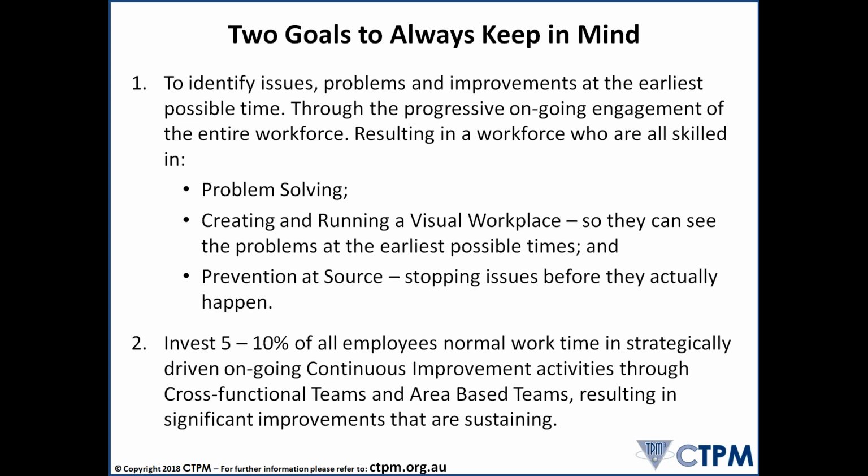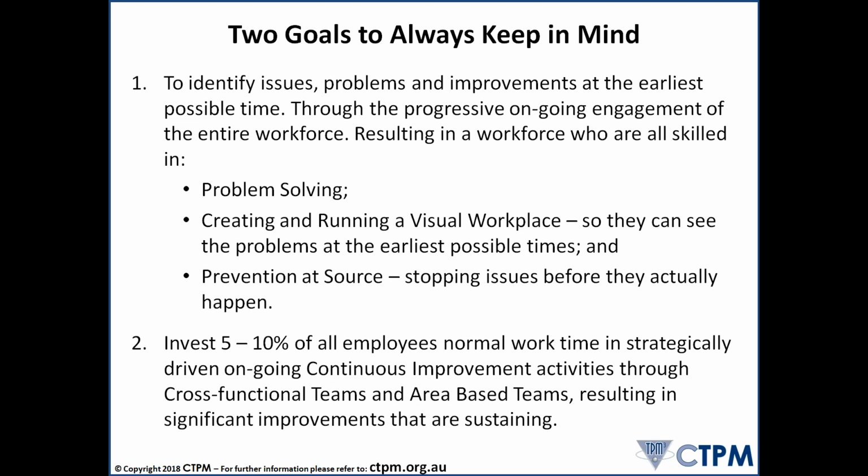Stopping the issues before they actually happen is one of the ultimate outcomes when you start working towards that world-class performance: having an organisation of people that will do those three things as the norm. The other key thing is we don't want people working on this full time. As we said, we want everybody in the organisation. So the goal we work towards is having 5 to 10% of all employees' normal work time put into strategically driven ongoing continuous improvement activities.